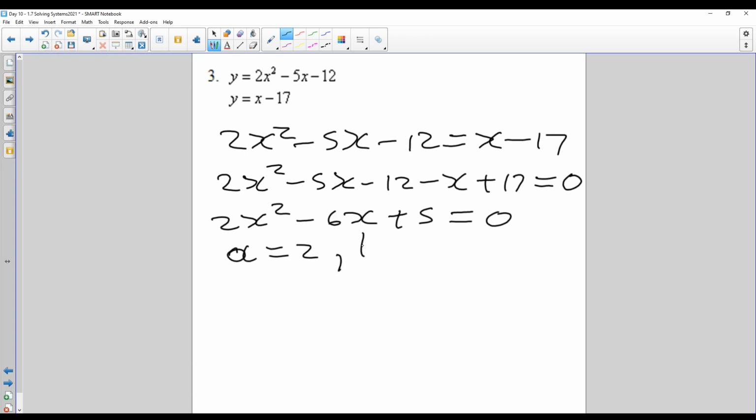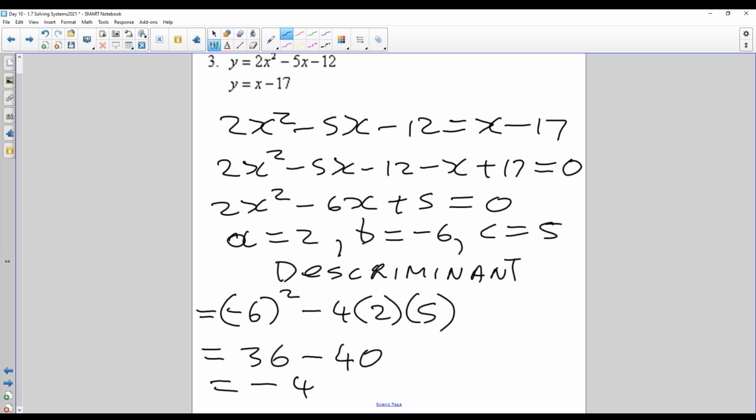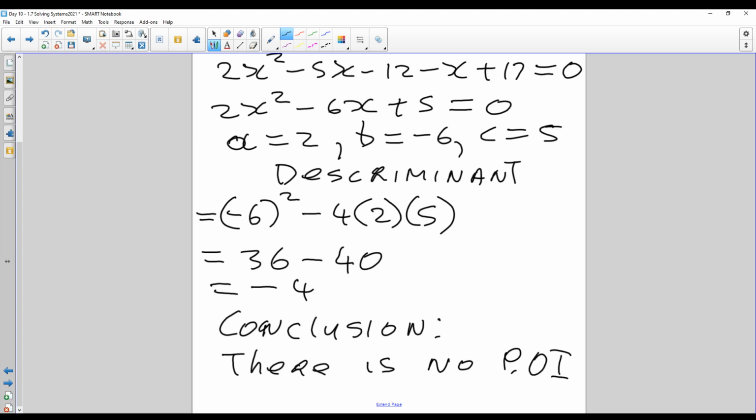A is 2, b is equal to minus 6, and c is equal to 5. Okay? So we're not going through the whole equation. We're just doing the discriminant. So discriminant, which I hope I'm spelling right, would be minus 6 squared, that's your b squared, minus 4 times 2 times 5. Now, I've always encouraged you to try to do things mentally. That's 36. 5 times 2 is 10 times minus 4, that's minus 40. All right, you can put that on your calculator if you think you need to. And this is minus 4. Conclusion? There is no POI. Okay, these two lines are not going to meet.